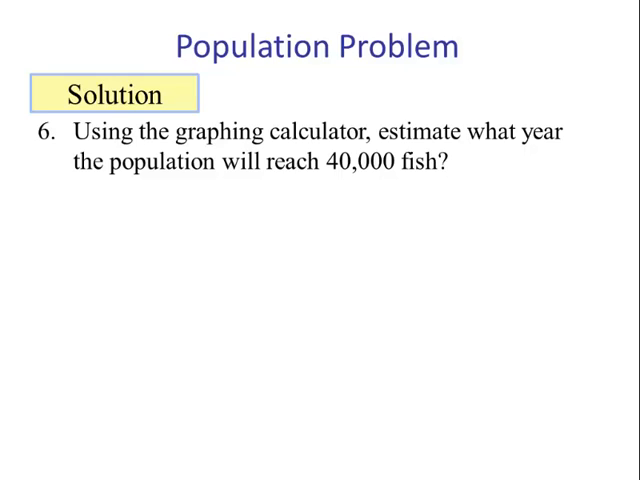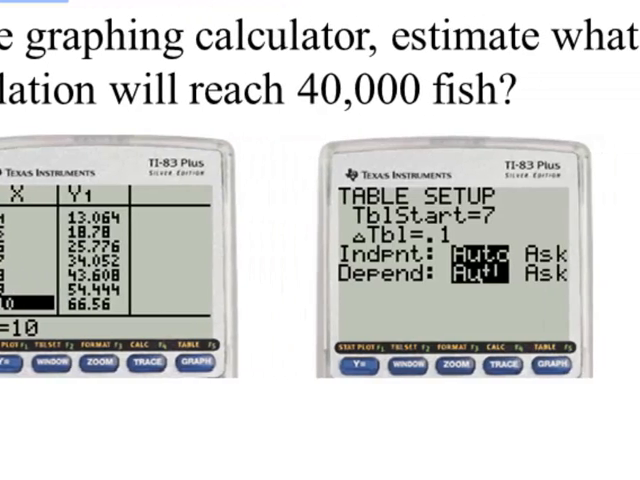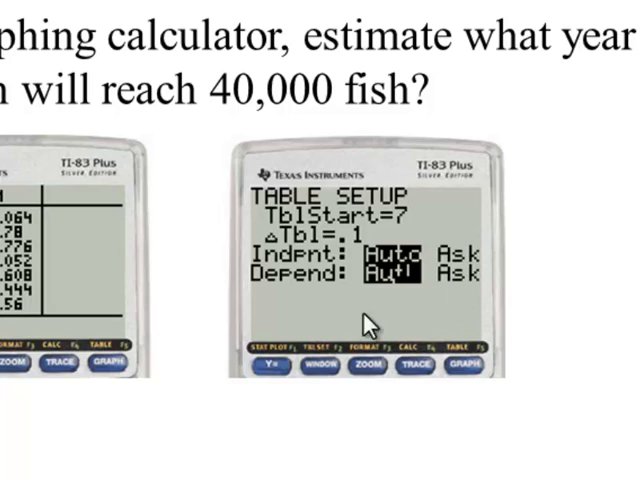And number 6, using a graphing calculator, estimate what year the population will reach 40,000 fish. So now we are given a y value, an output, and we want to find the input that corresponds to the output. Since the units of fish are in the thousands, our output will be 40. Using the table, we can see that it's somewhere between year 7 and year 8. So if we hit second and window, which is table set, we can start the table at 7 and then count by 0.1.